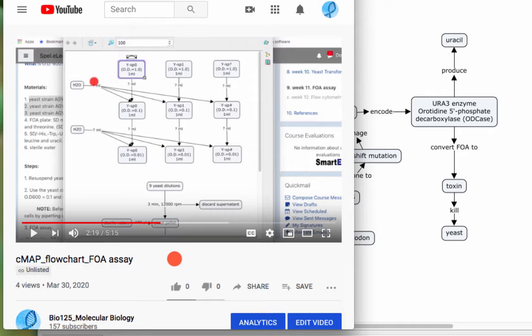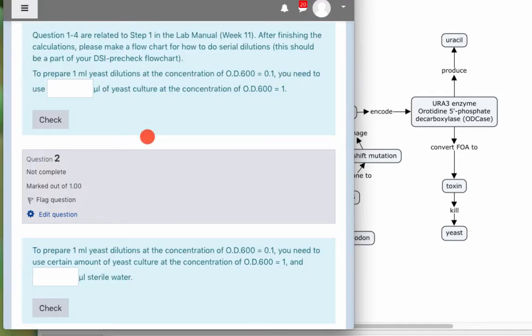Here, the video explains how to make the necessary calculations: the amount of yeast to use for the next dilution, and the amount of water to use for the next dilution. So filling in the question marks in this flowchart are basically the answers for Lab 9.1, questions 1 to 4. So now let's go to question number 5.